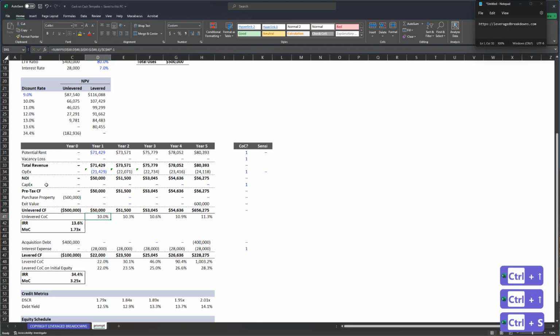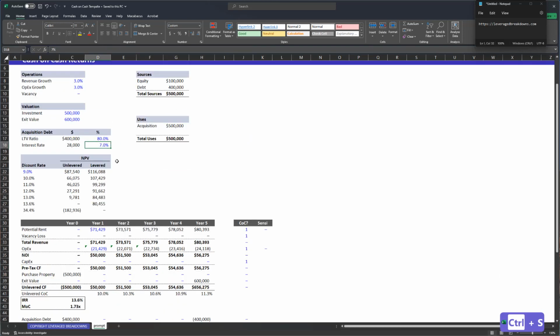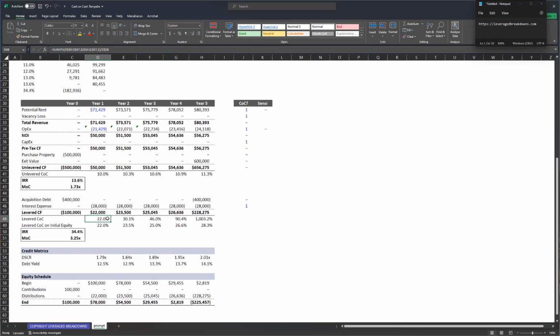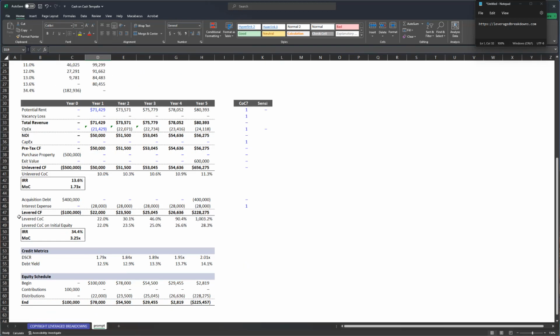So that's important. Changes in the financing terms. So if my interest rate goes from a 7 to an 8, as expected, just hit refresh. My cash on cash will go down. My unlevered is unaffected because interest does not impact your levered and unlevered. The interest doesn't impact your unlevered cash flows. Your levered are the only cash flows that get impacted by a change in interest expense.